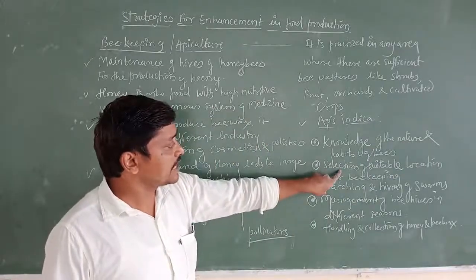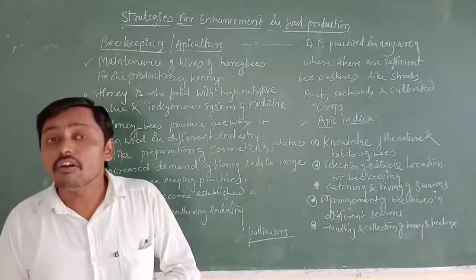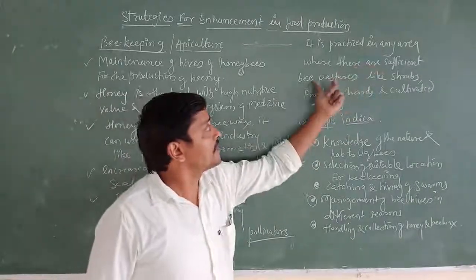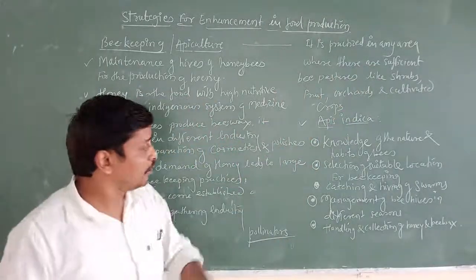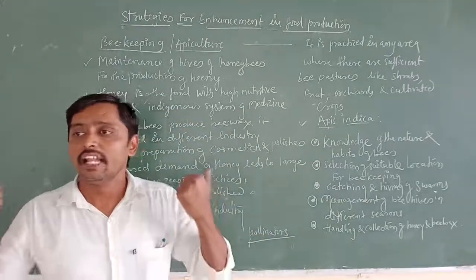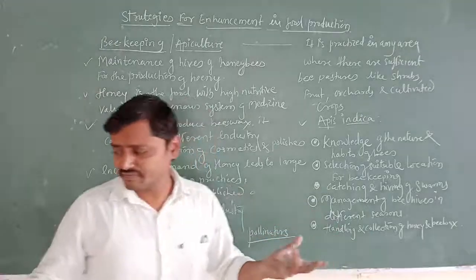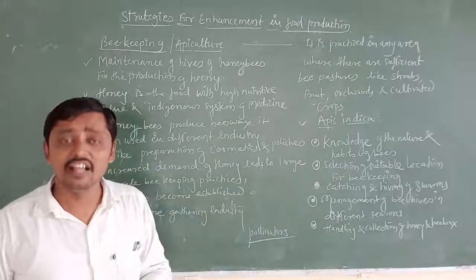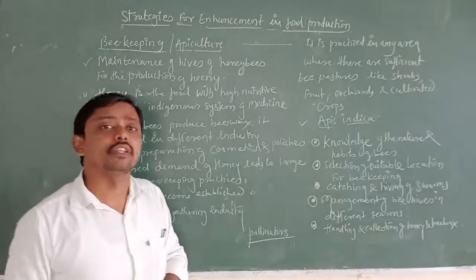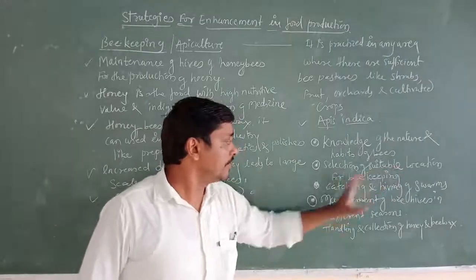Second one is selection of a suitable location for beekeeping. The location should be full of sufficient bee pasture. If there is no water, no flowers, no fruits, or no green grasses in the place, then it is unsuitable for beekeeping. Understood? That is the selection of a suitable location for beekeeping.